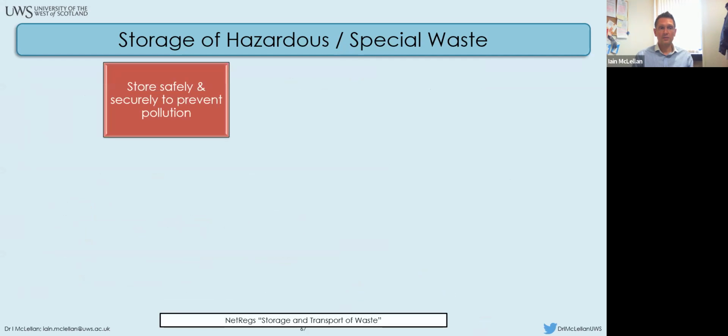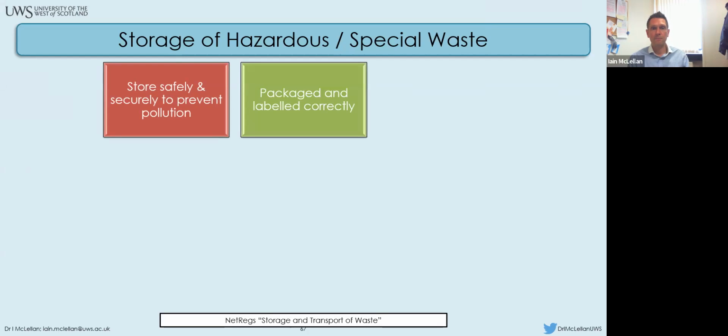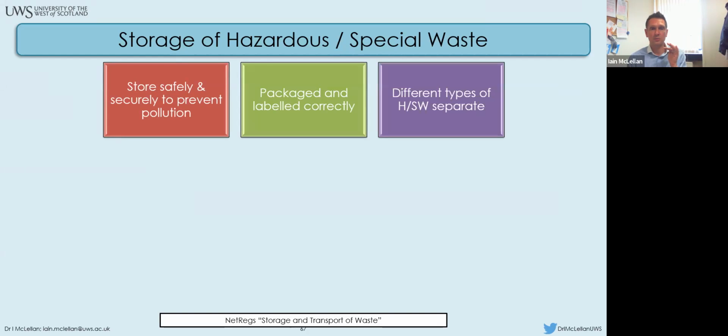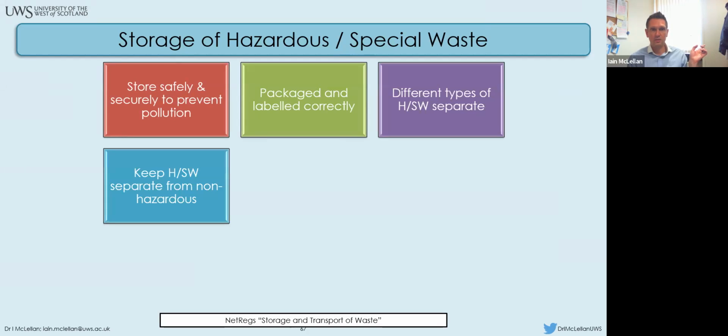So store it securely to prevent pollution. Package it and label it correctly, so the 6-digit code with the asterisks. Keep your hazardous waste separate from everywhere else. Keep it away from your non-hazardous waste.